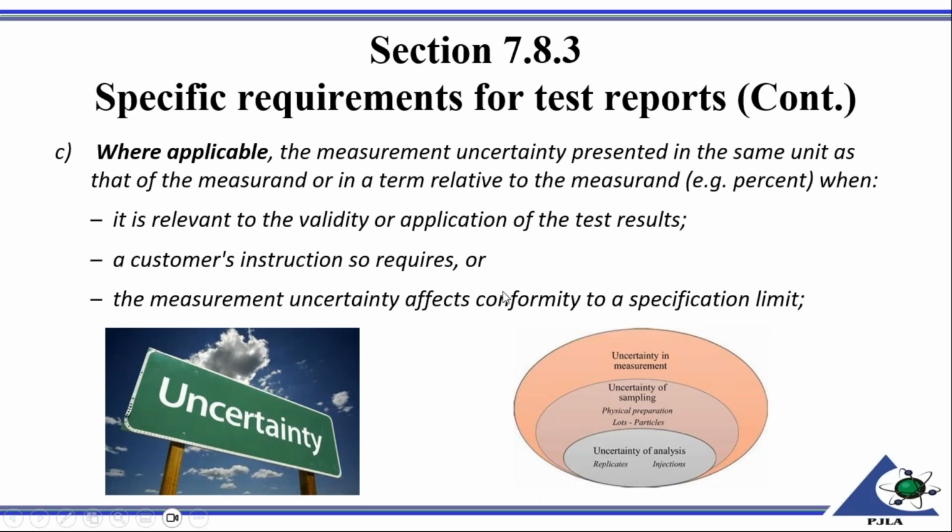Okay, section C, where applicable. Again, this even gives you where this applies. The measurement uncertainty presented in the same unit as that of the measurand, or in the term relative to the measurand, e.g. percentage or percent, when it is relevant to the validity or application of the test result. So when it actually will affect the test results or the validity of the test results, you need to include that. And that means the same unit of measurement. So if it's in Fahrenheit, the measurement uncertainty should be in Fahrenheit. If it's in grams, it should be in grams.